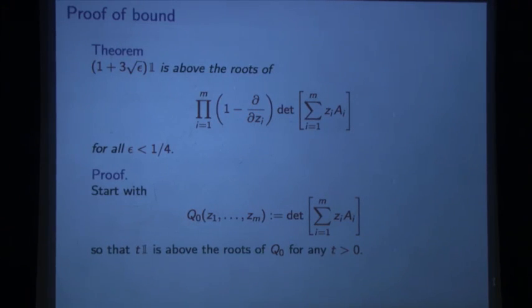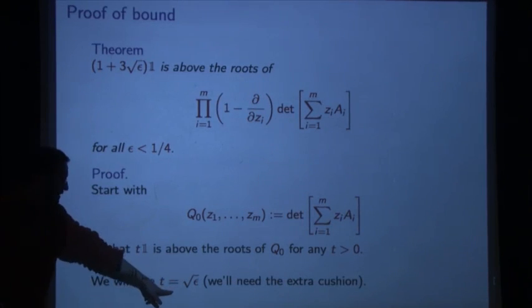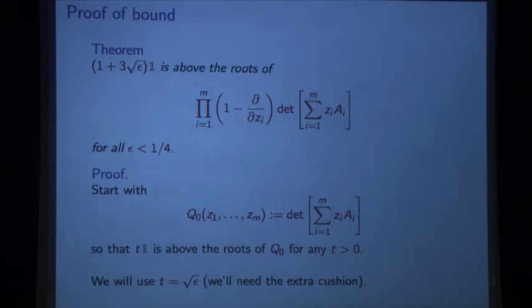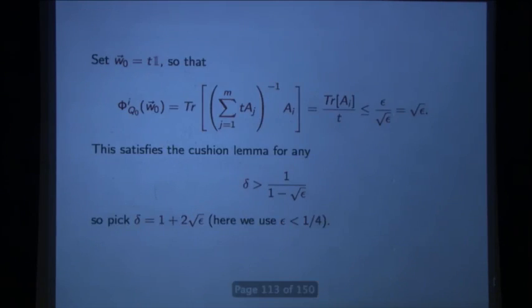So I could use anything to start with. I'm going to use t equals the square root of epsilon. And the reason is because that's sort of the amount of cushion I'm going to need in order to be able to show that I maintain my cushion everywhere. So if I started really close, this lobe is going to encroach upon me, and I'm not going to be able to say anything about what happens. OK, so set W0 equal to T1.